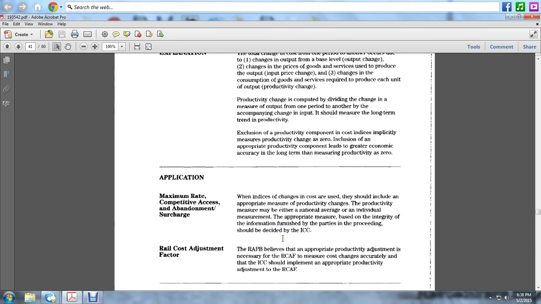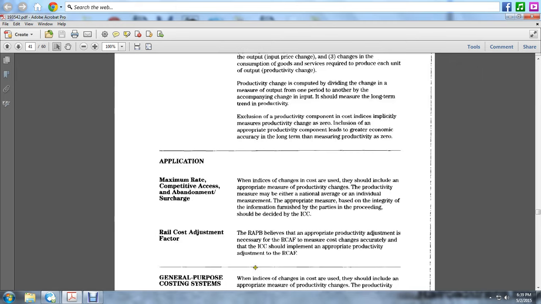The application to maximum rate, competitive access, and abandonment surcharges. When indices of the change in cost are used, they should include the appropriate measure of the productivity changes. The productivity measures may be either national averages or individual measurements. The appropriate measures, based on the integrity of the information furnished by the parties in proceedings, should be decided by the Interstate Commerce Commission. The rail cost adjustment factor. The Railroad Accounting Principles Board believes that an appropriate productivity adjustment is necessary for the railroad cost adjustment factor to measure the cost changes accurately, and the Interstate Commerce Commission should immediately make such an appropriate productivity adjustment to the railroad cost adjustment factor.